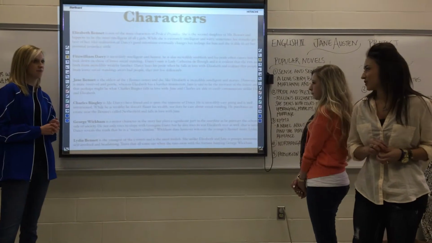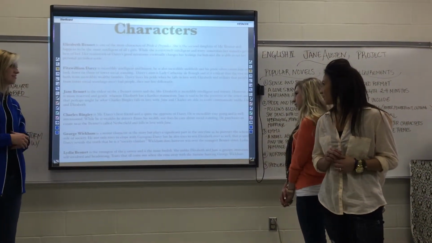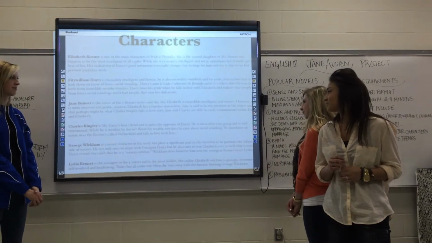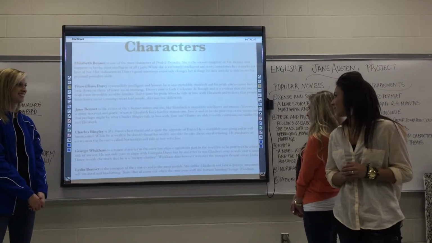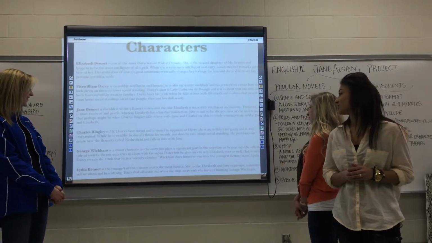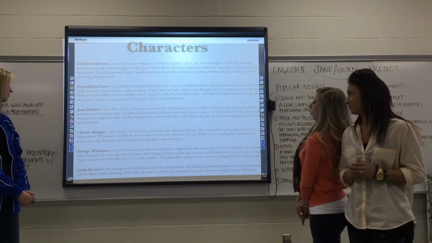Charles Bingley is Mr. Darcy's best friend and is quite the opposite of Darcy. He's incredibly easygoing and is well-intentioned. While he is wealthy, he doesn't flaunt his wealth, nor does he care about social standing. He purchases an estate near the Bennets called Netherfield and later falls in love with Jane.